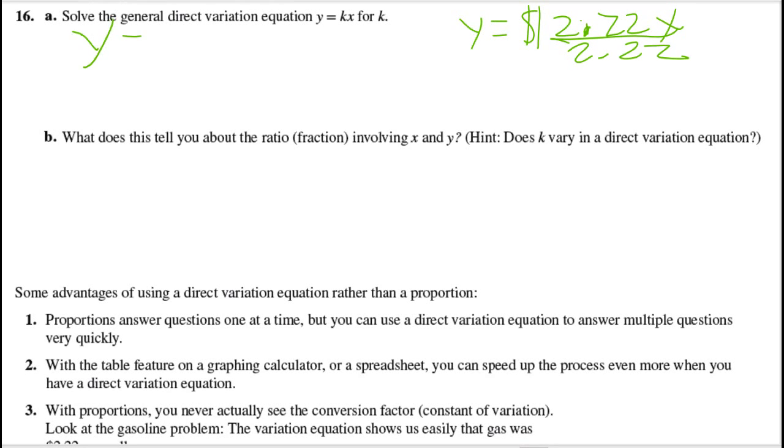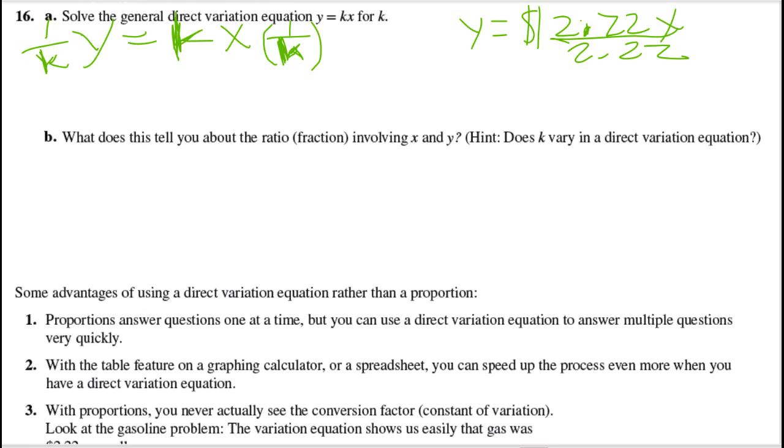So we have y equals kx. I'm going to divide both sides by k. Just give myself a little bit more room. I'm going to multiply by 1 over k. 1 over k is the reciprocal of k. We also call it the multiplicative inverse.